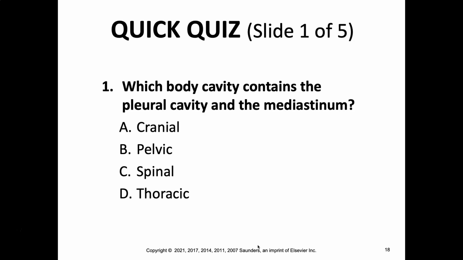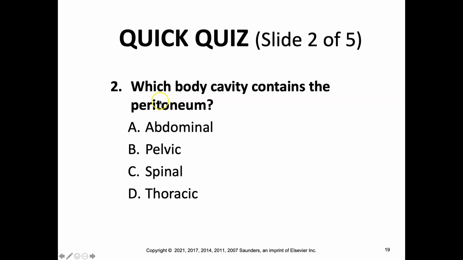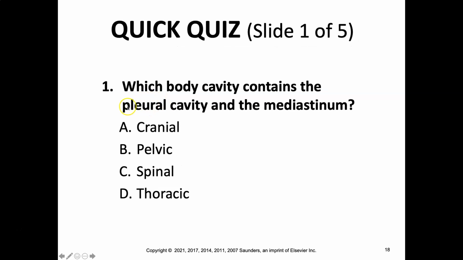Pop quiz. Which body cavity contains the pleural cavity and the mediastinum? Well, we kind of talked about this a little bit, but I would like to encourage you to think when you see the word pleural, think lungs, think breathing. So this may help you with what is below.